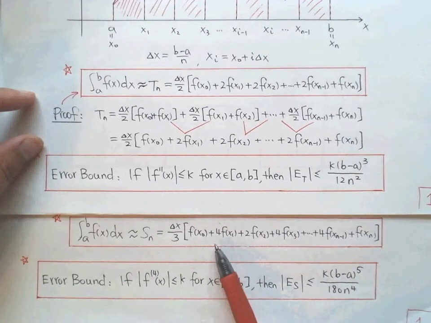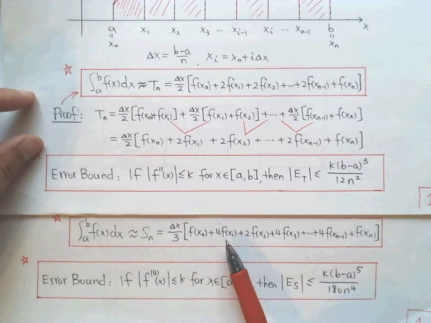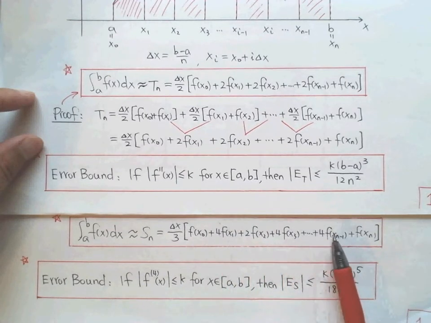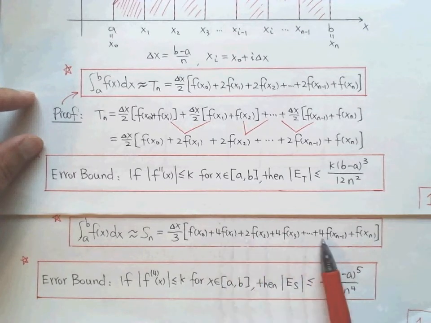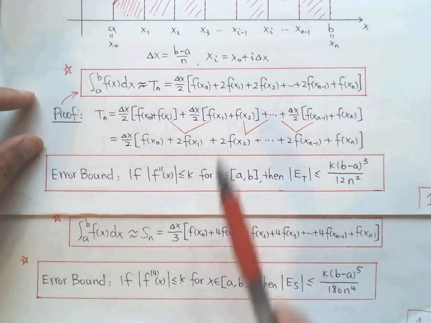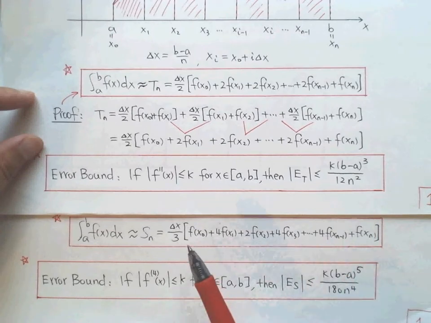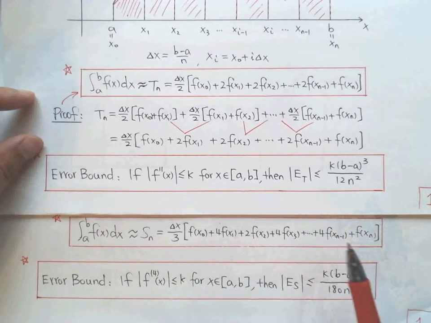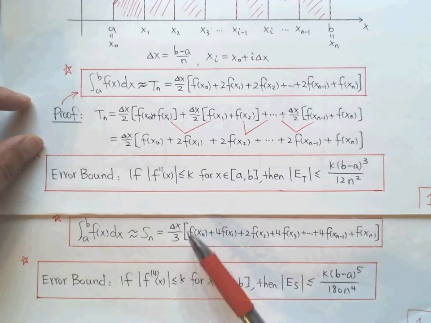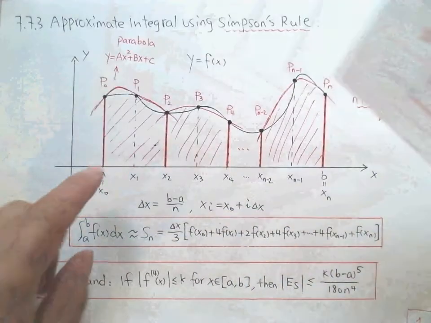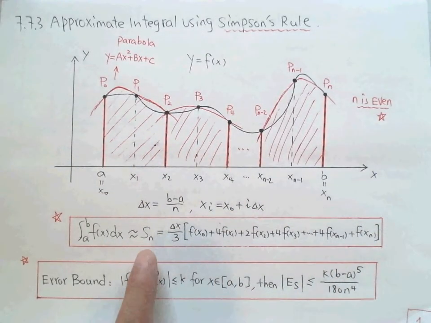What is new for Simpson's rule? It starts with 1, and then 4, 2, 4, 2, 4. That's the middle, and the last is 1. In the middle, you can see they changed 2 to 4. Remember the pattern: 1, 4, 2, 4, 2, 4, 2, 4, and so on, up to 4, and the last is 1. We are going to prove why adding all the areas under the parabolas together gives this formula. We are going to prove it on the next page.